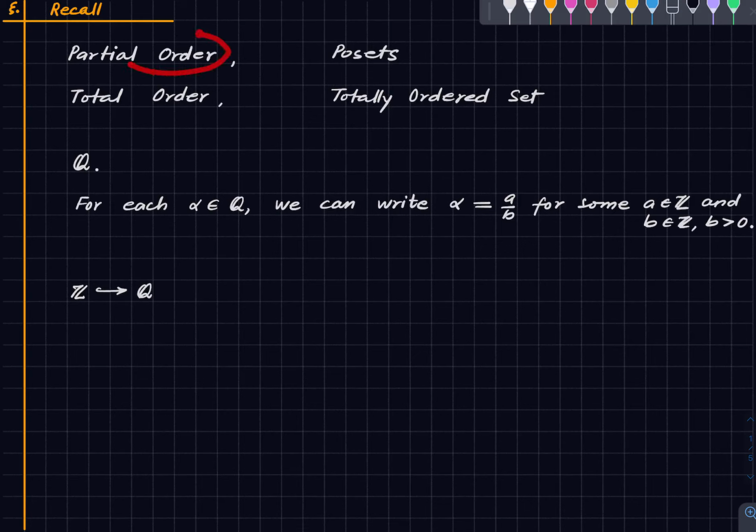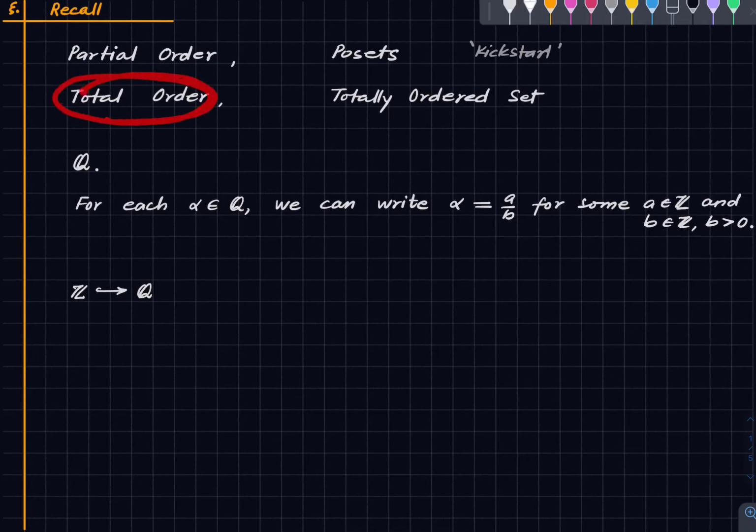In my primer on posets, I have defined what a partial order is and what a poset is. Poset stands for a partially ordered set. That video is available in this playlist as well as in the playlist named Kickstart. Let me write that down. And you can find them in the description below.